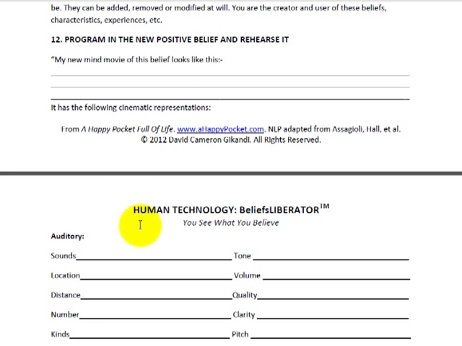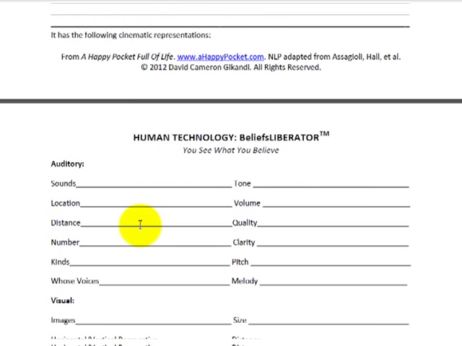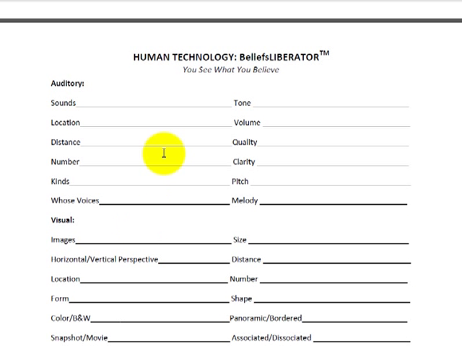And then go ahead and again, just like with the old limiting belief, make up the cinematic features as you feel would be best suited for you for that belief. Just put that in there.